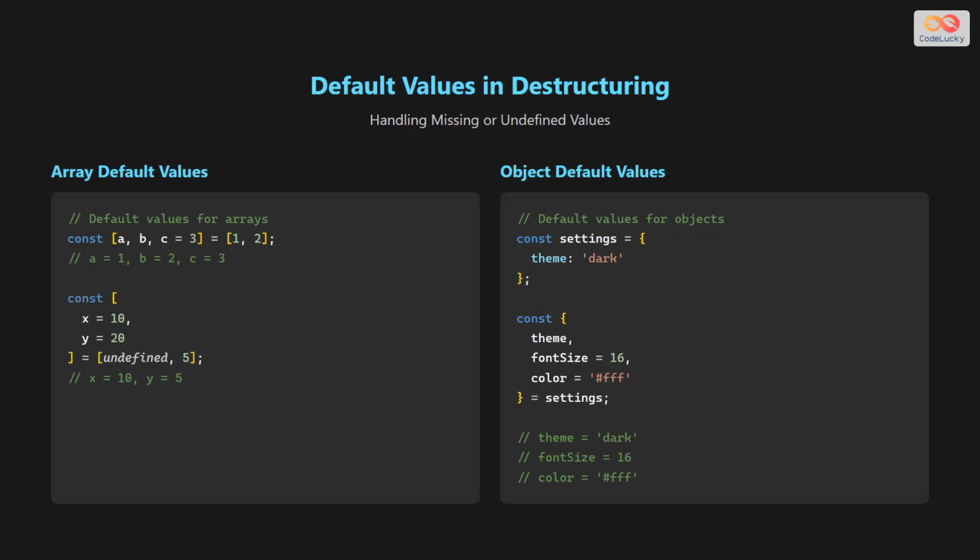In this section, you will learn how to handle missing or undefined values using default values in destructuring. You can assign a default value to a variable if the corresponding value in the array or object is missing or undefined. For example, if the array only has 2 items but you are destructuring into 3 variables, the third variable will take the default value assigned. Similarly, in the object example, only the theme property exists in the object, so the fontSize and color variables will take on their default values.